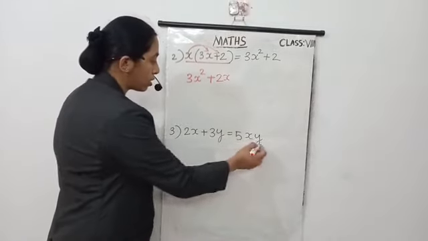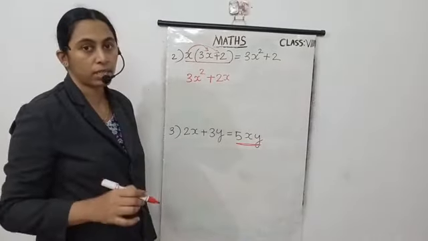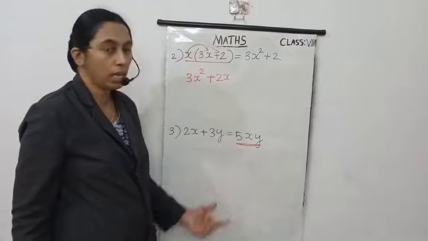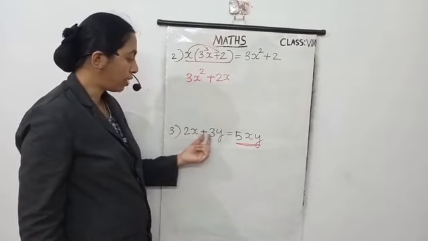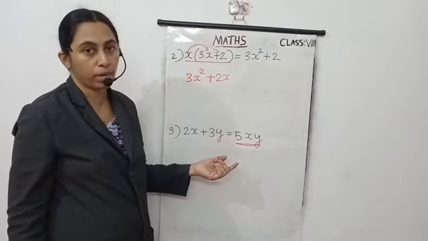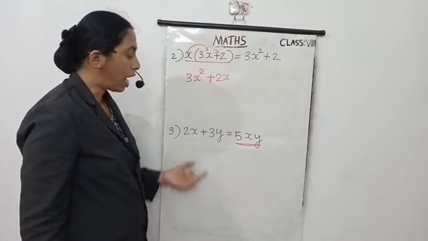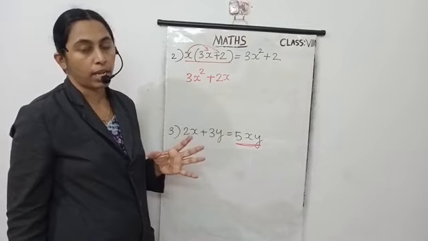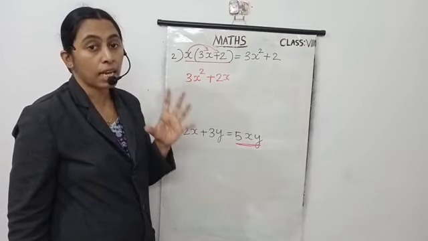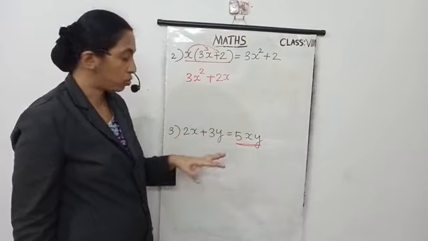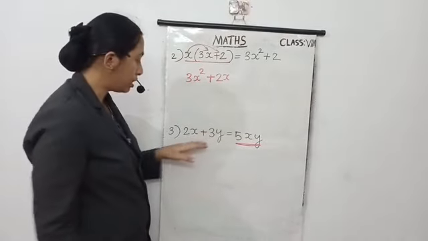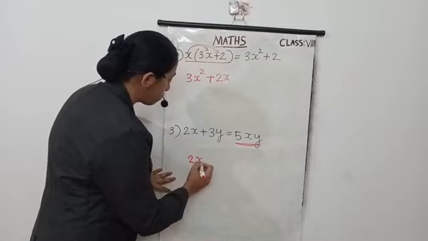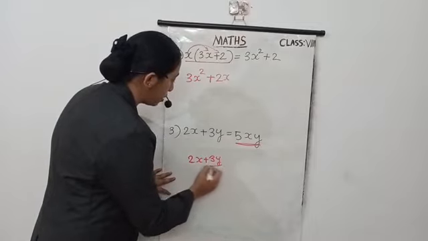Now third question, 2x plus 3y equals 5xy. Is this answer correct or not? In our class some students are doing like this. This is wrong because x is one variable, y is another variable. We can add like terms only. Like terms means the same variable with the same power. So here different variables, so we cannot add these. This is 2x plus 3y itself.